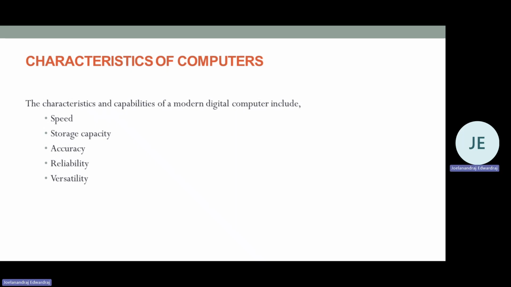So a computer can do wide varieties of tasks, any kinds of functionality. It can help you to study, it can help you to run an application, play music, okay, help you to play game, so many things, right? So that kind of characteristics also a computer has.